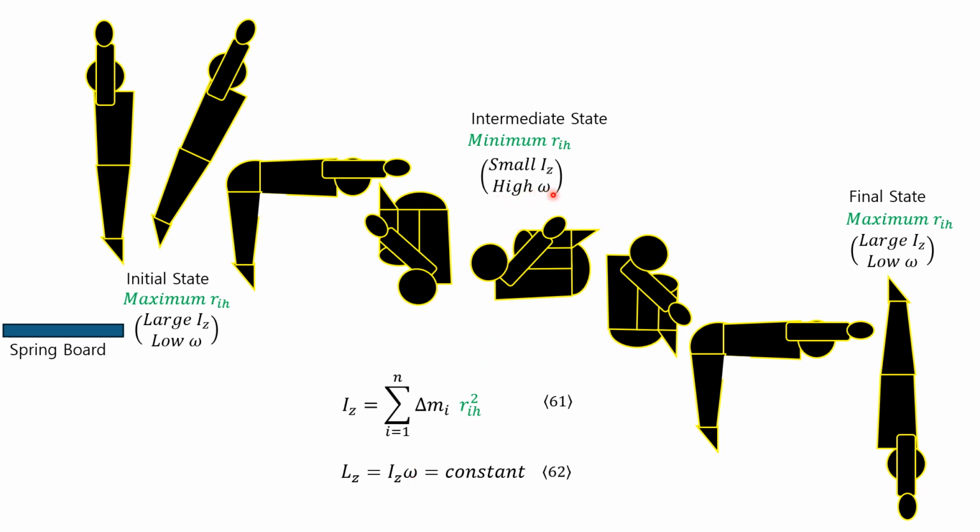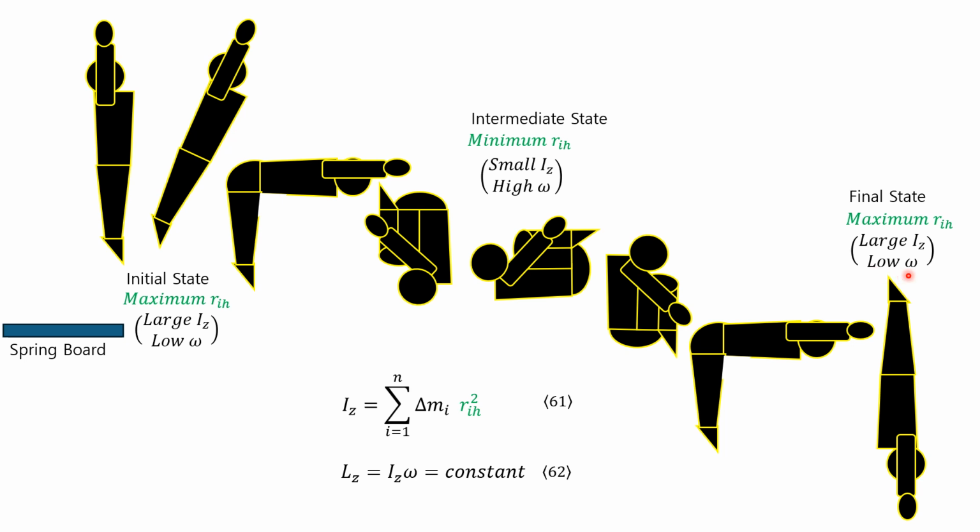Accordingly, by reducing the mass moment of inertia Iz, the angular velocity omega about which the body rotates can be increased quickly. Finally, before the entry, the body is again fully extended. In this way, our IH in equation 61 will again have its maximum value, and therefore the mass moment of inertia Iz will also have its maximum value. On the other hand, since equation 62 maintains a constant value according to the law of conservation of angular momentum, the angular velocity omega in equation 62 has its minimum value again.